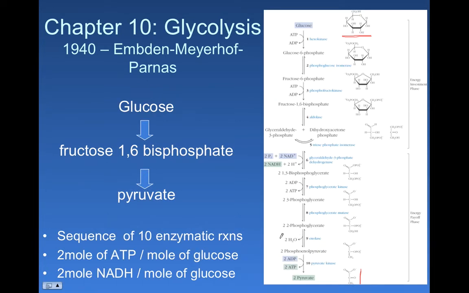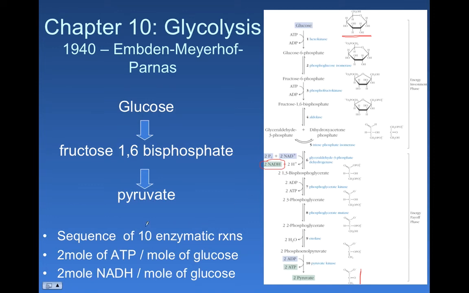What else are we generating? A couple waters and 2 of these reduced cofactors called NADHs. NADH is a reduced cofactor, which means it's holding on to electrons. And that makes a lot of sense because we said we're oxidizing the carbon chain of glucose to form pyruvate. When we oxidize that, we're reducing NAD plus to form NADH. And these reduced cofactors hold on to electrons, and we'll see later, if we have oxygen, we'll be able to harvest that electronic energy to form ATPs.